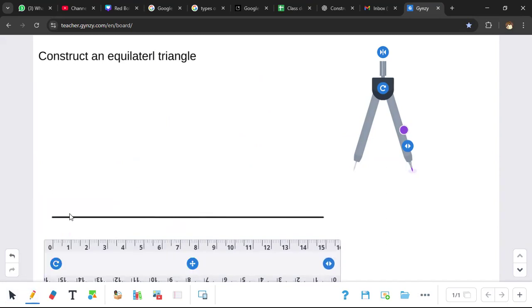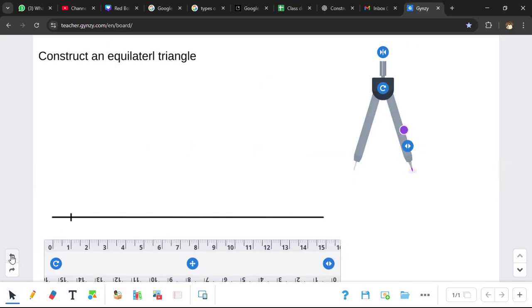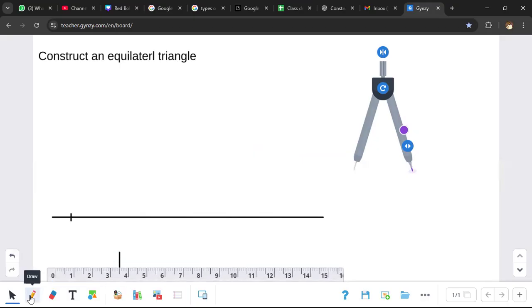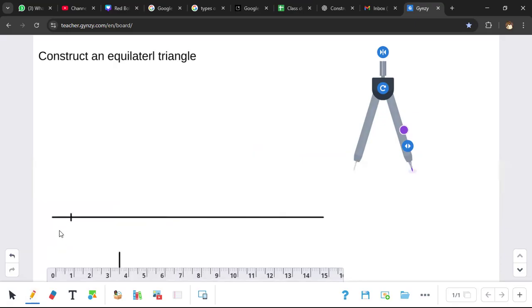Now you know how to construct a straight line segment. Previously we did that. So I am going to mark this point as A.